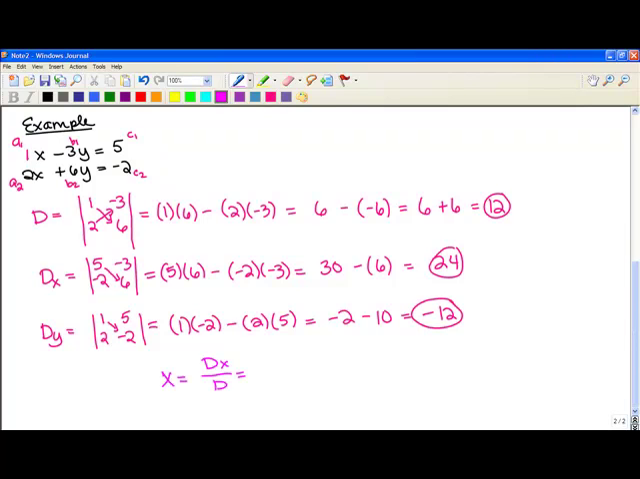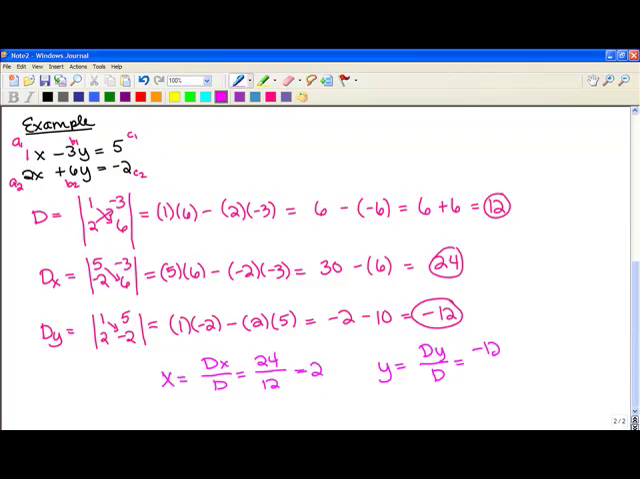Now to get the answer for x, we'll divide d sub x by d. So that is 24 divided by 12, which equals 2. And for y, we'll divide d sub y by d.